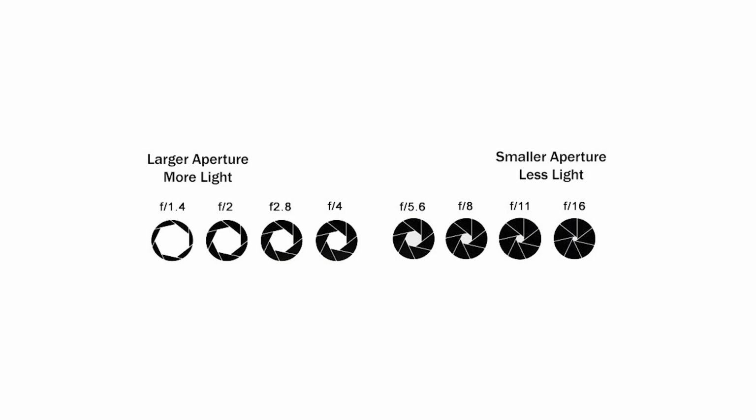Aperture is measured in what we call f-stops. The closer to 0, this means a larger aperture, like f1.4 or f2, is like having your camera's eye wide open, letting in lots of light.